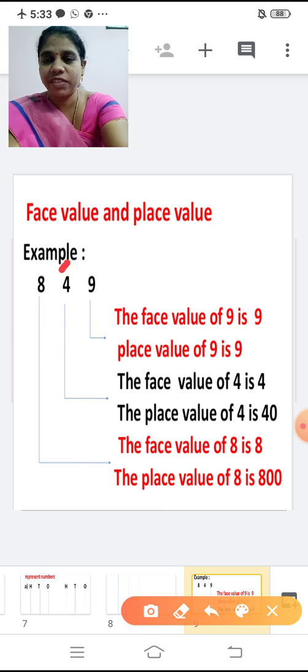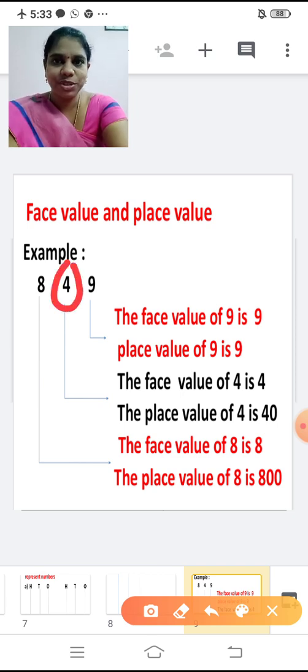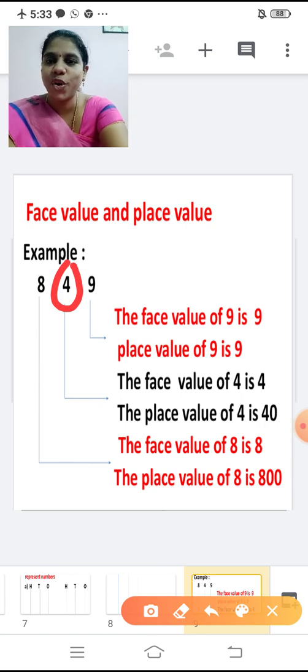And for 4, shall we move on to 4? Now we are going to see the face value and place value for the number 4. 4, it is in which place now? Tell me, children. 4, it is in which place? Yes, it is in tens place, right? What is the face value of the number 4? Face value is the value of the digit itself, right? So write the digit 4. Face value of 4 is 4.